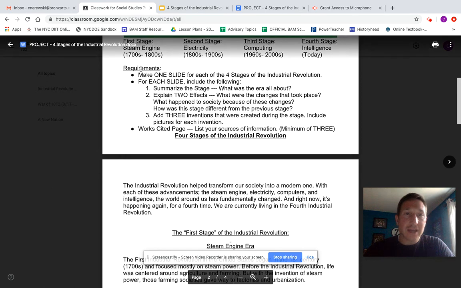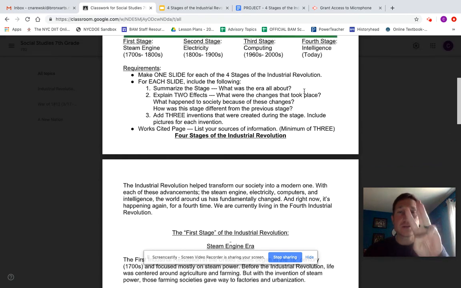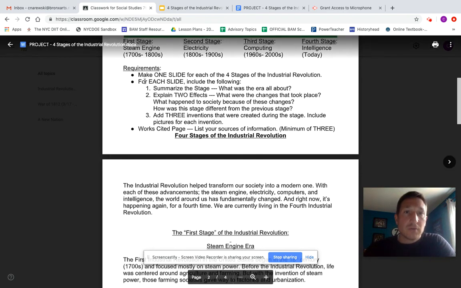Your project asks you to make one slide for each of the four stages of the Industrial Revolution. So stage one, stage two, stage three, stage four. You need a slide for all four of those, one for each. For each slide, include the following.